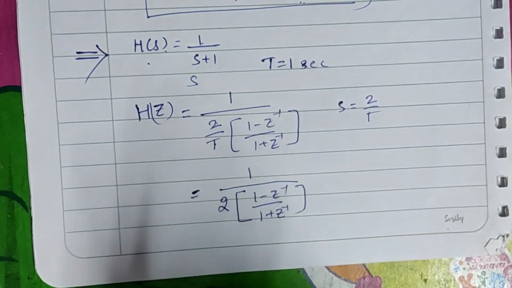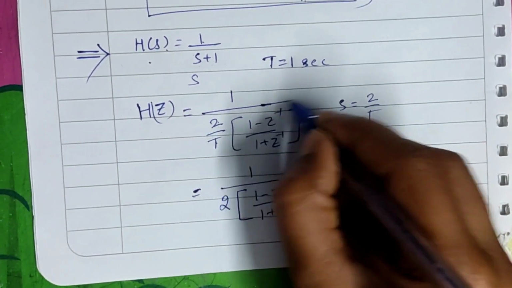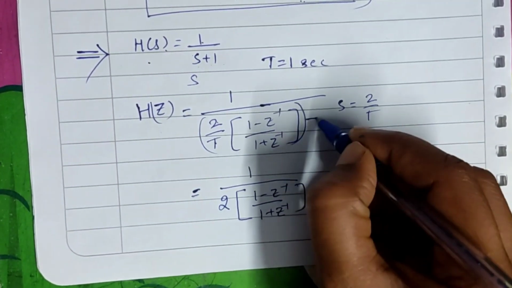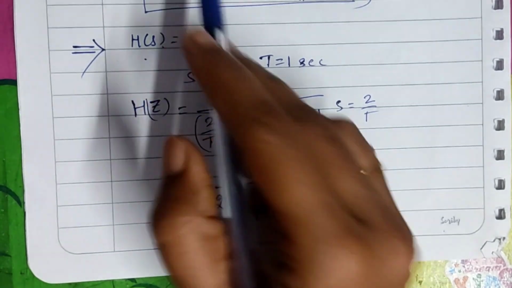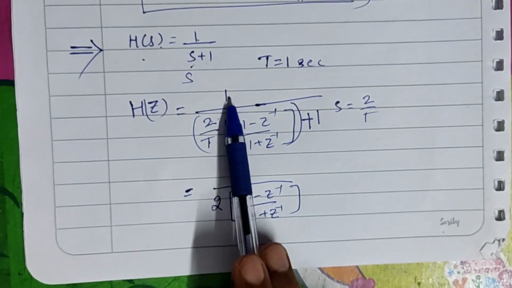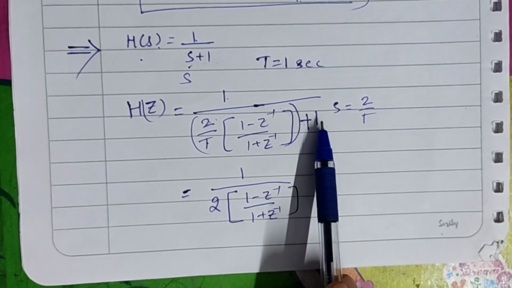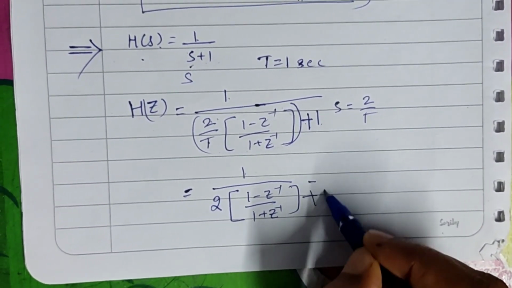So in the place of S we have substituted this value. So this is 1 divided by (S + 1), with S replaced by this expression.